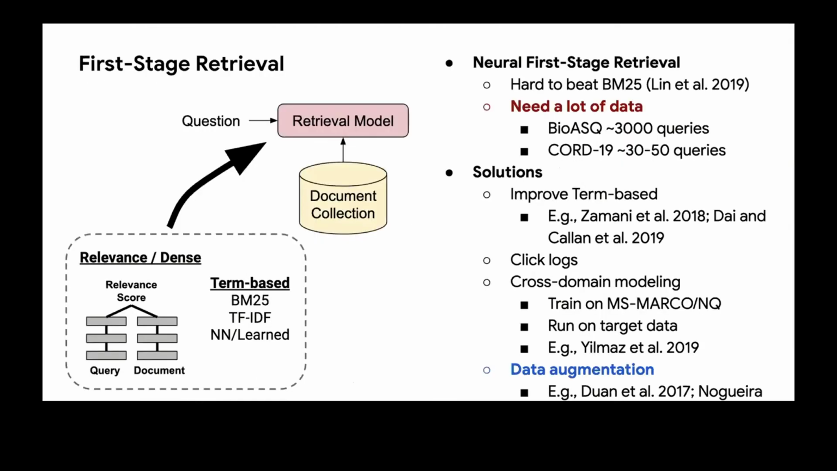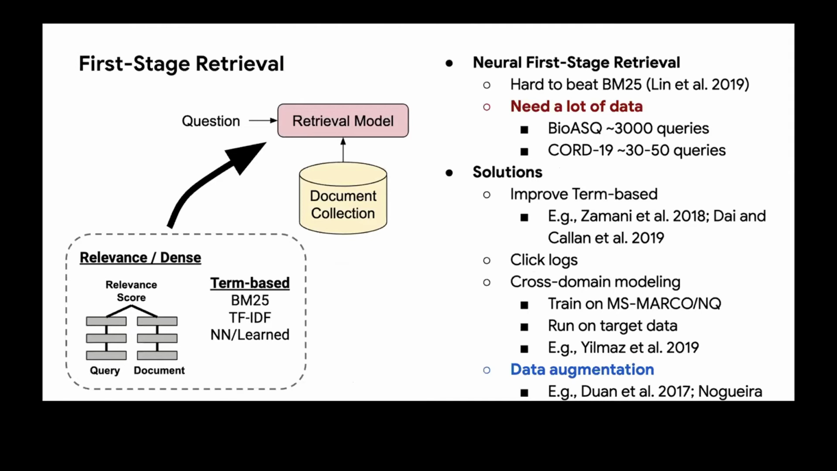Okay, so first stage retrieval, let me start there. And again, neural first stage retrieval for biomedical literature. First, it's hard to beat BM25. This has been observed for a lot of domains, and I'll show you at least one data set where that's true as well.